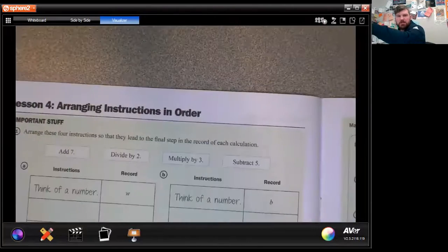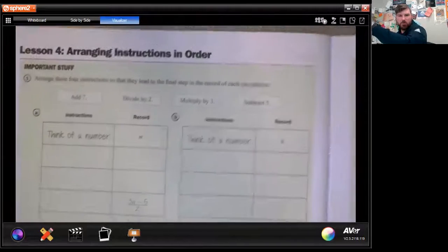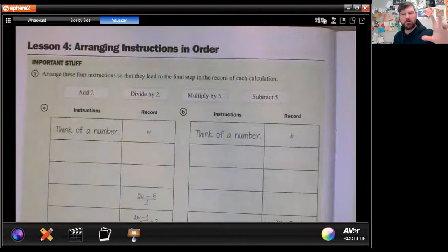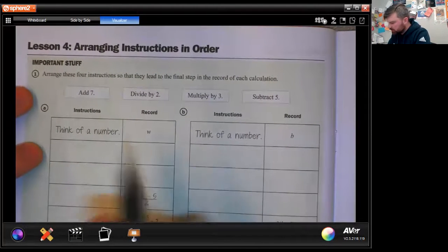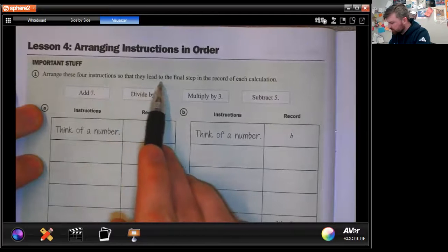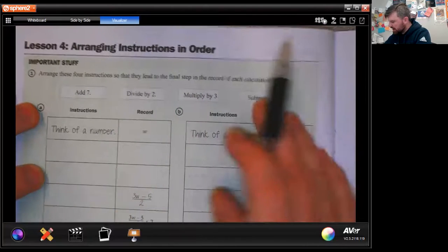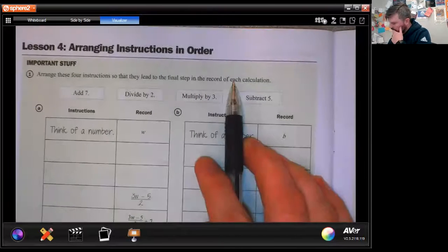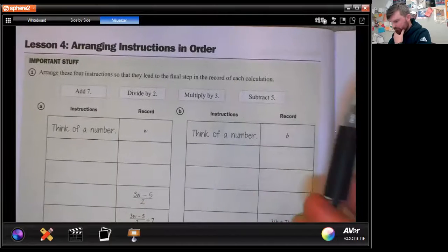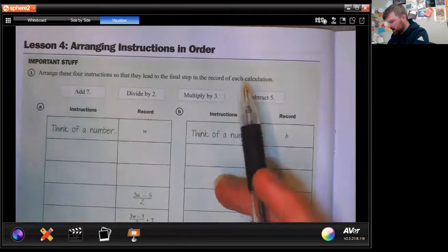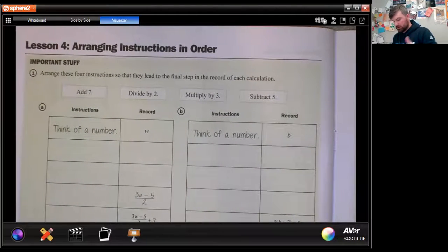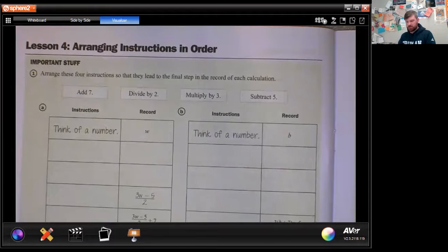So arranging instructions in order. So trying to figure out which thing goes where. Arrange these 4 instructions so that they lead to the final step in the record of each calculation. Okay, I think they want you to cut them out, but we're not going to. You may want to make sure that you're using a pencil. That way you can redo things.